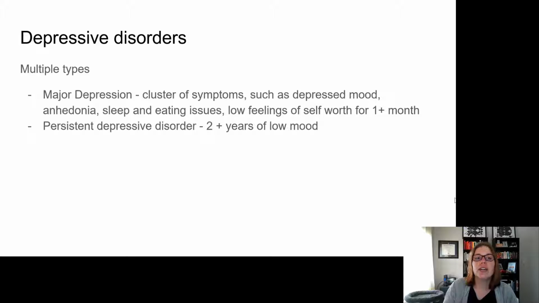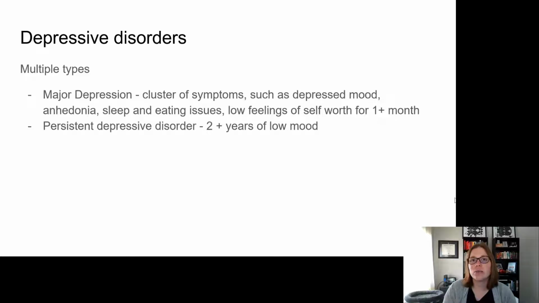So first, just to clarify, there are multiple types of depressive disorders. First is the one that we usually think about, which is major depression. Major depressive disorder is characterized by at least a month of these types of symptoms: depressed mood, something we call anhedonia, which is feeling no interest or pleasure in anything, sleeping and eating issues, either sleeping too much and eating too little, or sleeping too little and eating too much, right? Low feelings of self-worth.